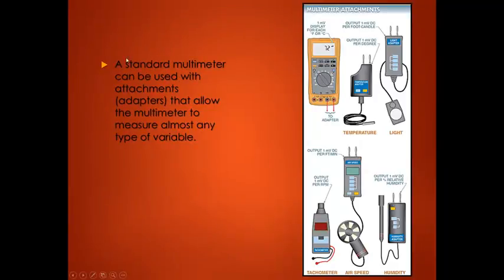A standard multimeter can be used with attachments or adapters that allow the multimeter to measure almost any type of variable. So you can actually attach a temperature probe to a multimeter to measure temperature. You can measure a device to measure light, airspeed, humidity. These are separate attachments that can be attached to a multimeter.